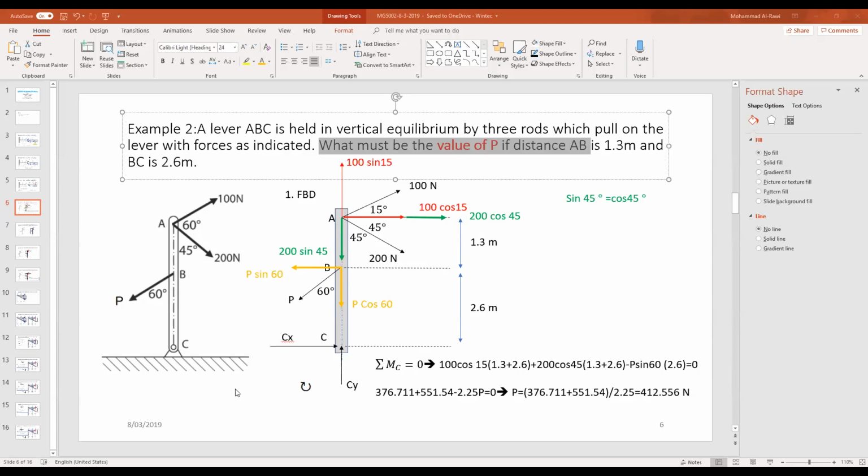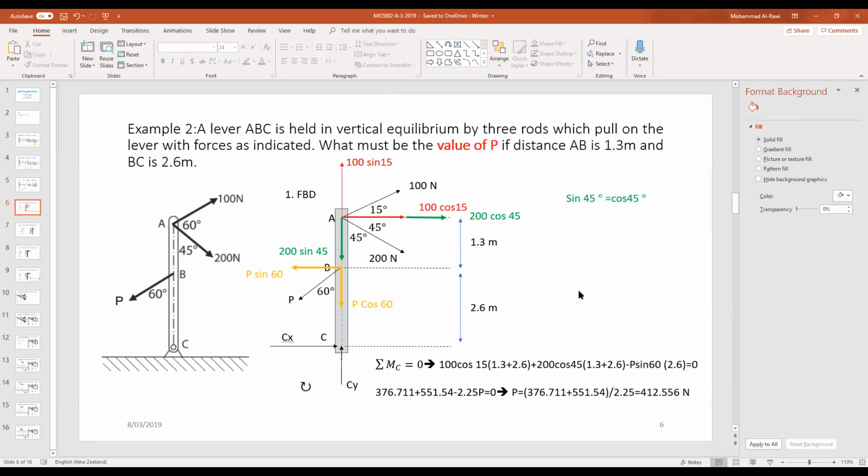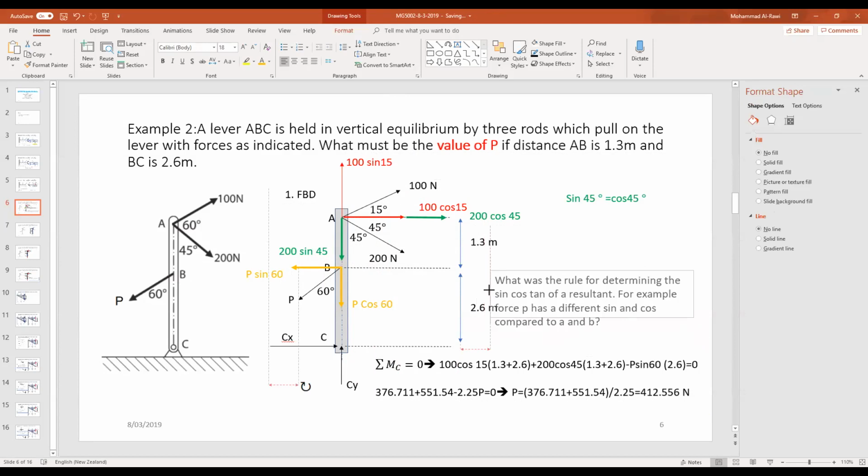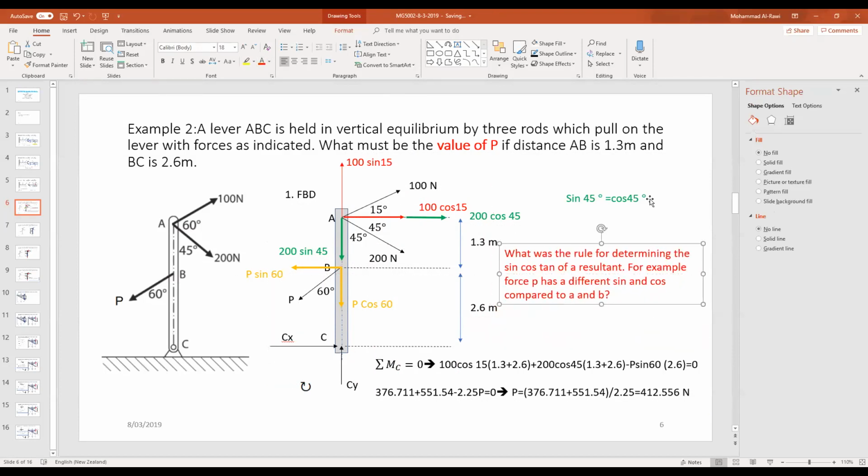Now, I got a question, which I postponed. I said I will answer it later. So let's put it in red so you can read the question. What was the rule of determining the sine, cosine, tan of a resultant? For example, force P has a different sine and cosine compared to A and B. Okay, that's a good question. Since it's leaving that point, the angle is here, 60.